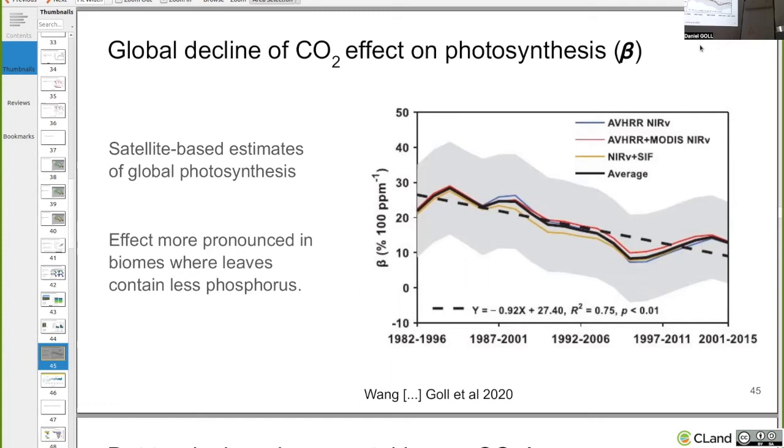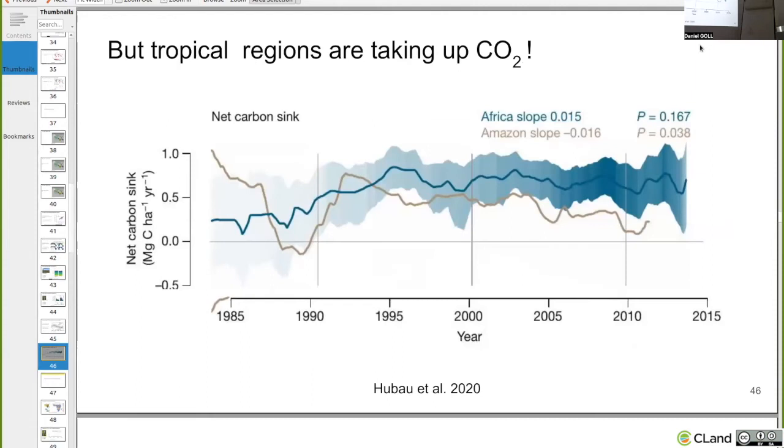On the other hand, the unexplained part of this trend, which was not related to climate or CO2, they could link with leaf phosphorus concentration: it was larger in areas where the leaf phosphorus concentration was lower. So where the leaf phosphorus concentration was lower, these areas showed a larger decline in the beta factor, which is a loose hint that it might be related to phosphorus. Which is kind of concerning, because then it would mean the carbon sink will decline over time.